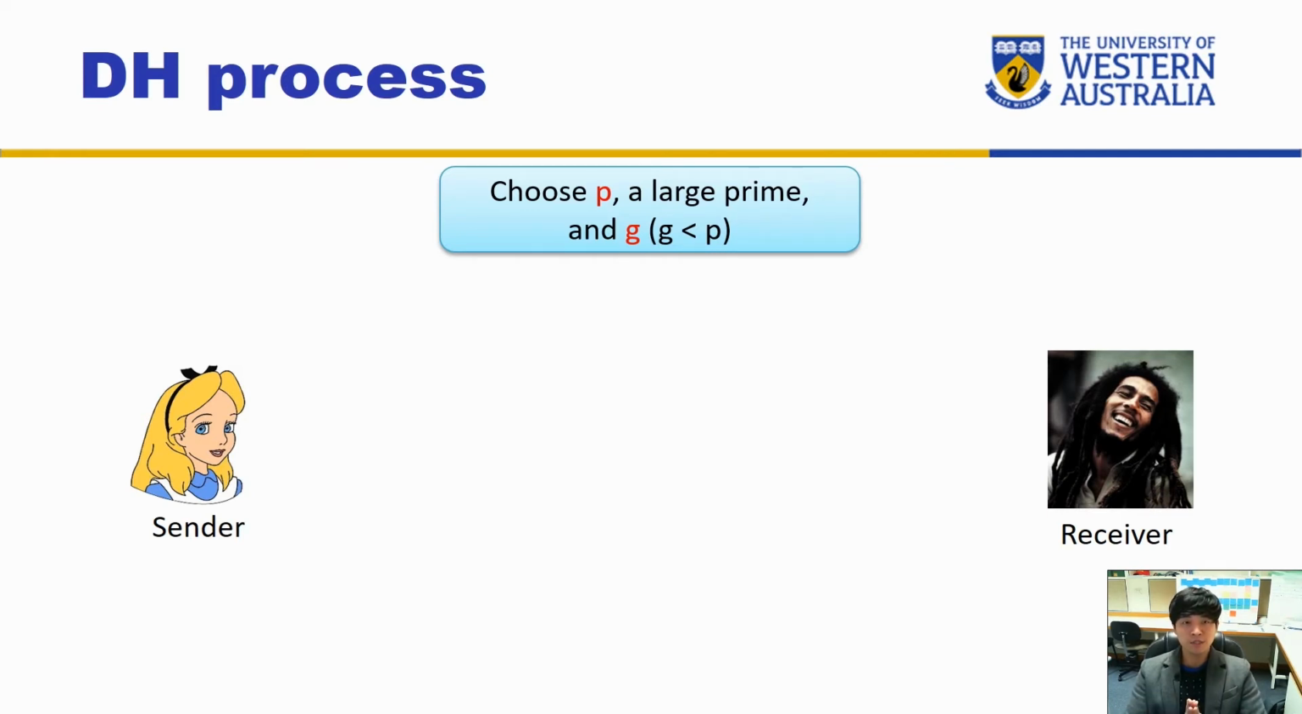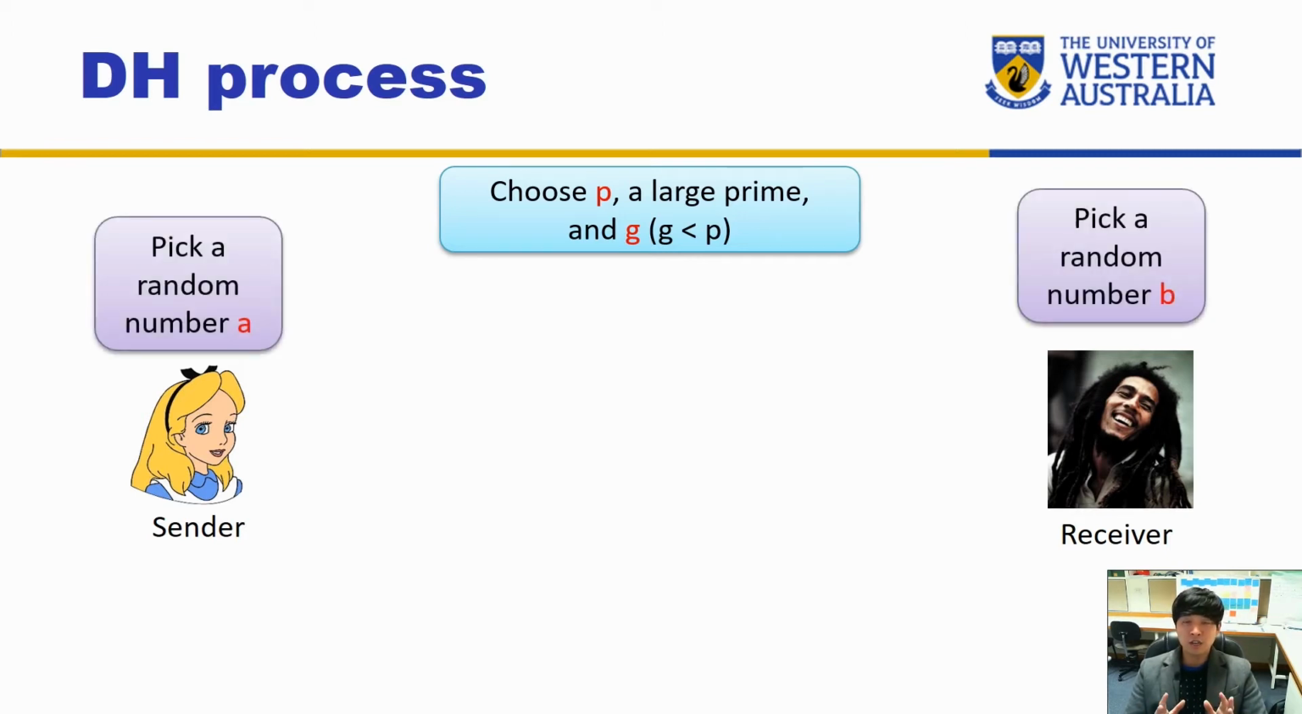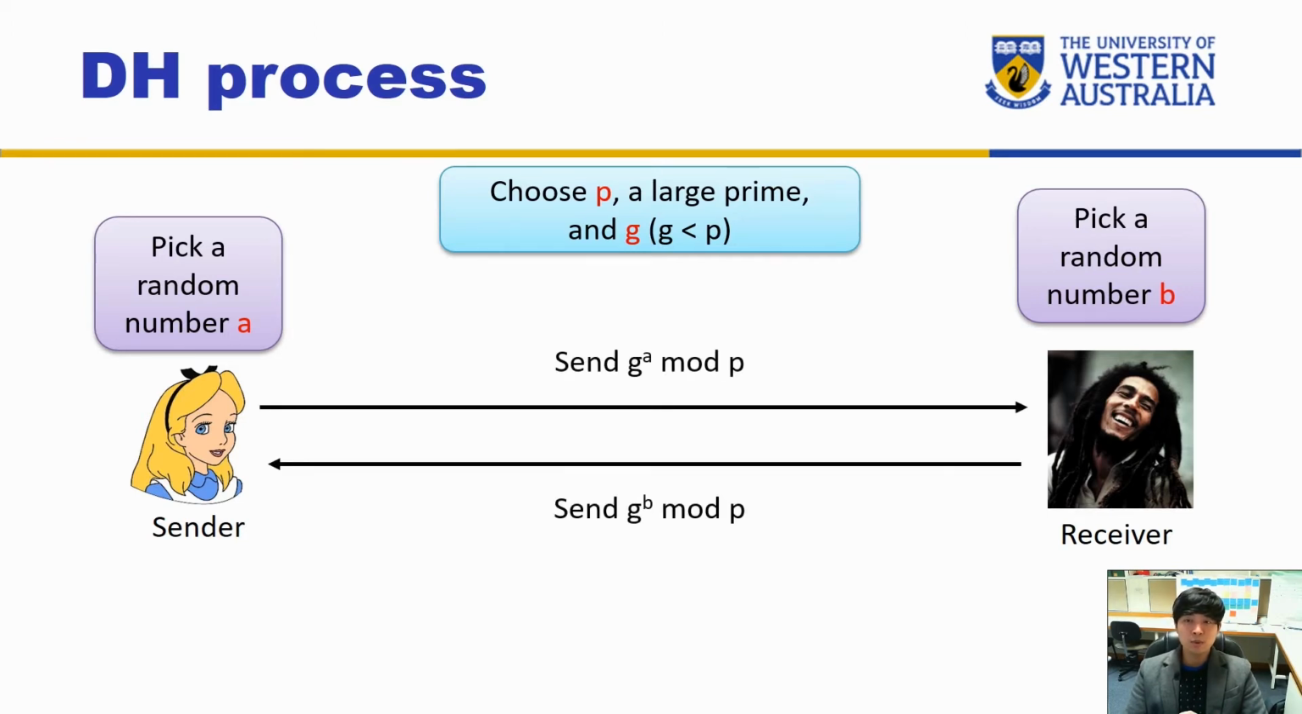Once we have picked p and g, these can be shared between the sender and the receiver. Even if the attacker has p and g, they still have to crack the private values that Alice and Bob pick. They each decide a random number, a and b, and typically you create a and b pretty large so that guessing these numbers is very difficult. Initially, Alice sends g to the power of a mod p to Bob, and Bob sends g to the power of b mod p to Alice.